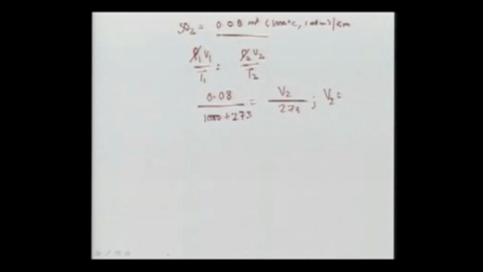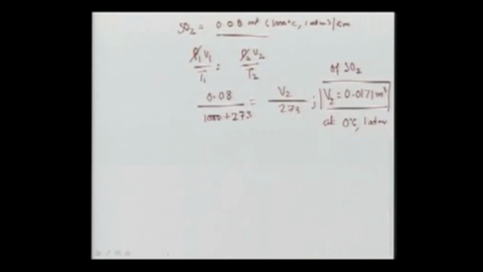0.08 times 273 goes to this much, divide by 1273, and this quantity comes out to be 0.0171 meter cube. Okay, this is the volume of SO2, but remember at what condition? At 0 degree Celsius and 1 atmospheric pressure. Okay, fair enough. Now I want to convert this volume of SO2 into mass, and let's do that one.